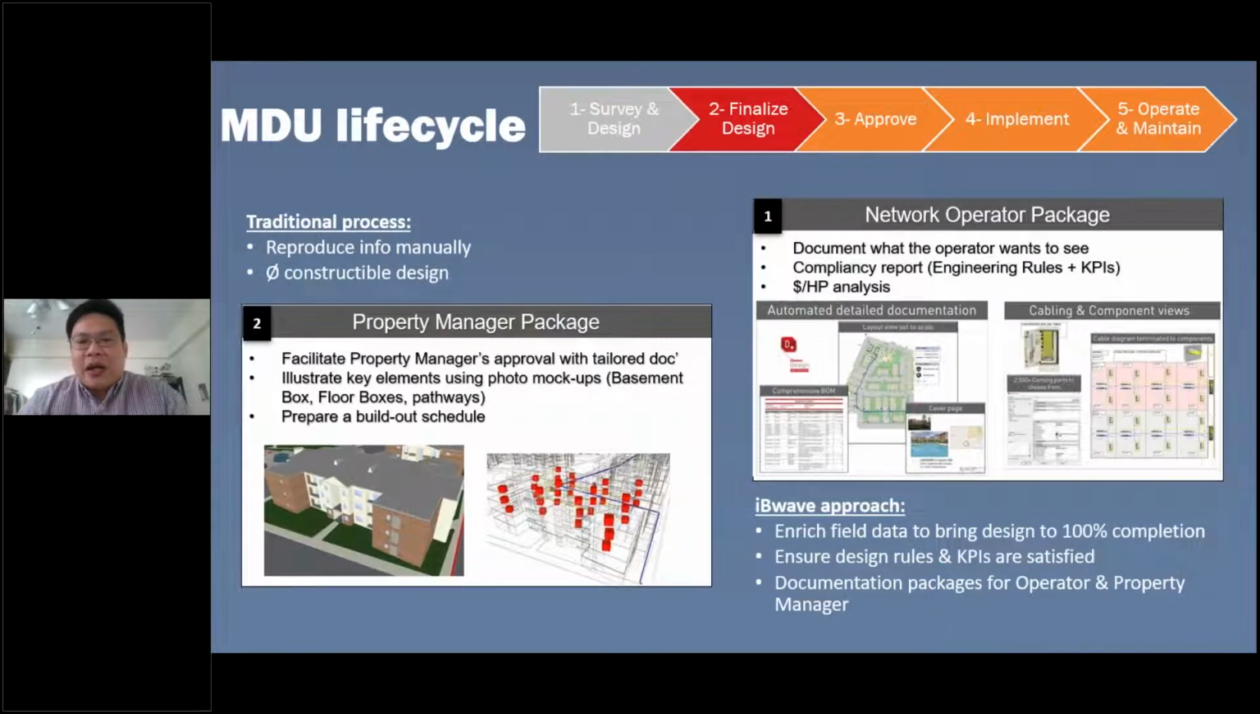So iBwave has another version called iBwave FiberPass PC version, which allows us to enrich the field data to bring the design to 100% completion easily, and ensure design rules and KPIs are satisfied for both the network operator and the property manager. We're able to output different documentation for what the network operator focuses on, and for what the facility manager or property manager focuses on.